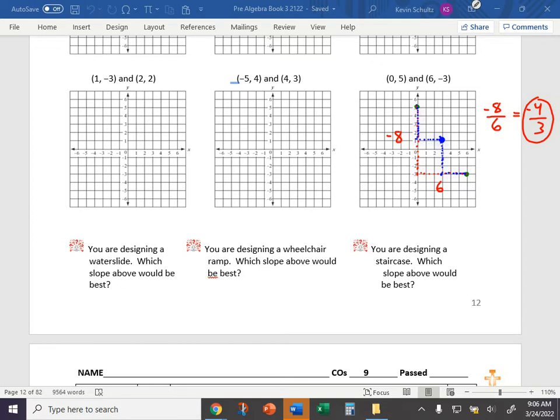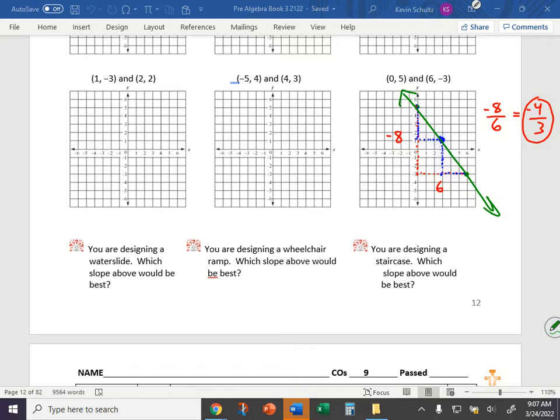Okay? So equivalent fractions come up big when we're talking about slope, which means that when you write slope, you should put it in simplest form. The slope is -8/6, but your final answer should be -4/3. Okay, because that's simplest form, and it puts us right back on the line.